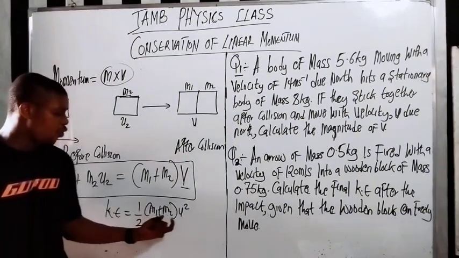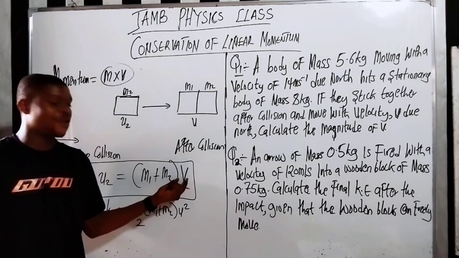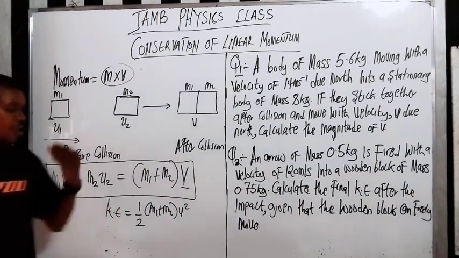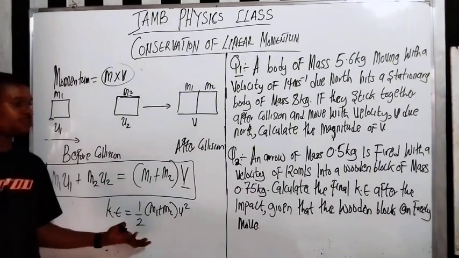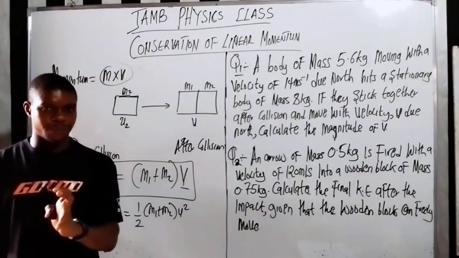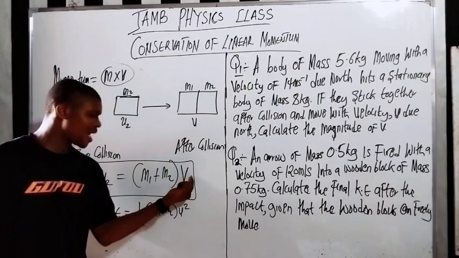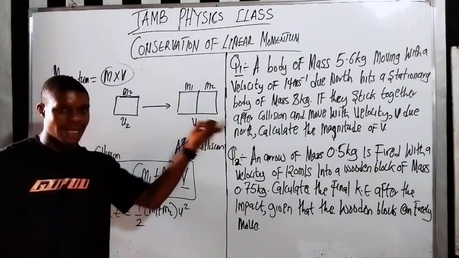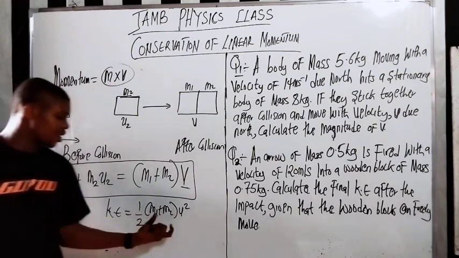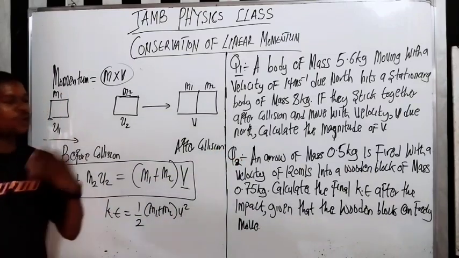you have to calculate the velocity after collision, the common velocity. So these are the two formulas you are mainly going to use when it comes to the calculation of linear momentum. Do you understand? So this one is to calculate the final velocity at which they move together after collision. Then this is called kinetic energy, the energy they possess when they are moving. So how do you solve this problem?